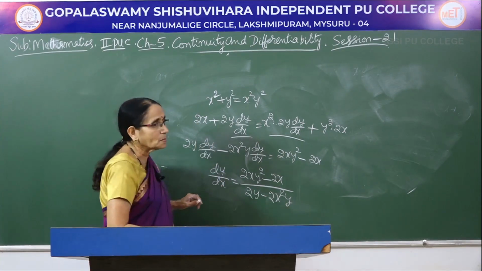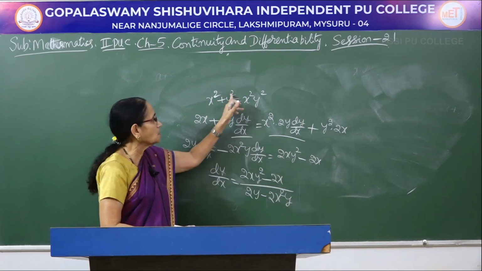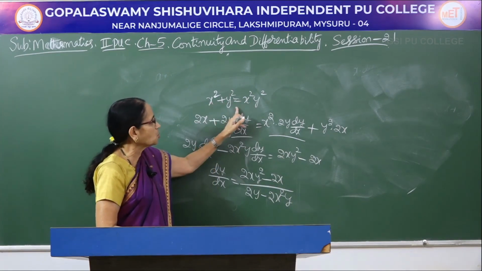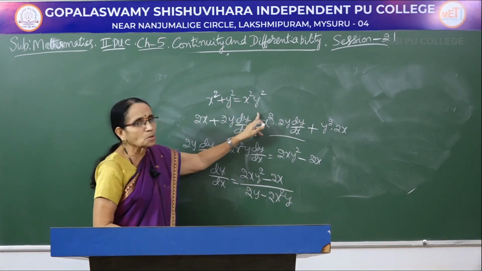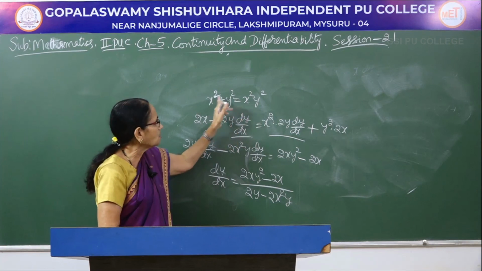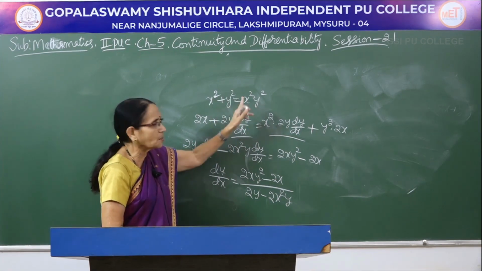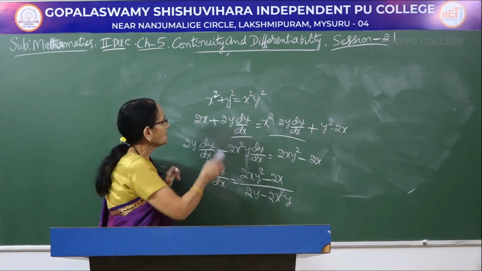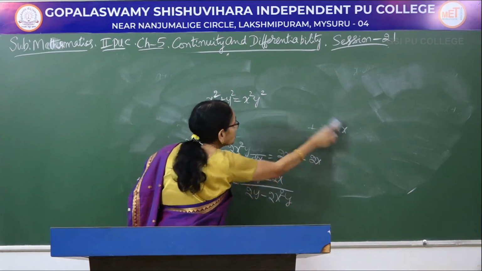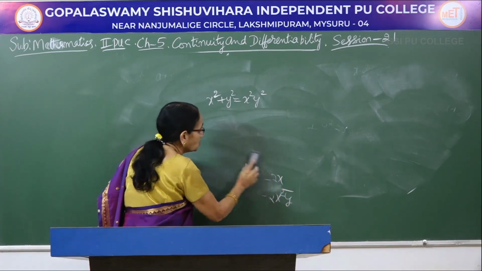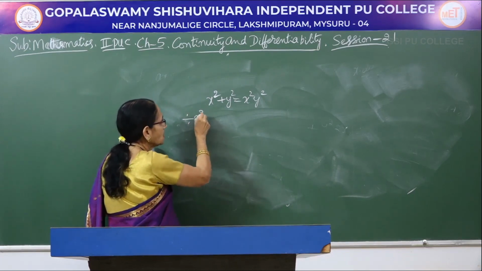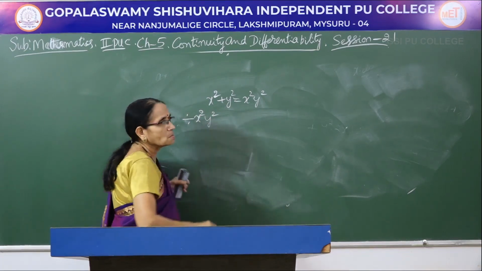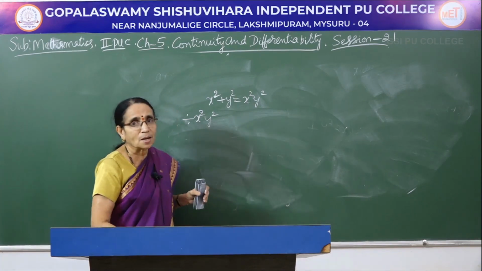Now, such problems need not always be squares. It can be x cube plus y cube equal to x cube into y cube, or x plus y equal to x into y. All these have a sum on one side and a product with the same indices on the other. Here you can differentiate in a better, simplified way. What we do is, first divide by x square y square, whenever you are having a product on the right hand side.